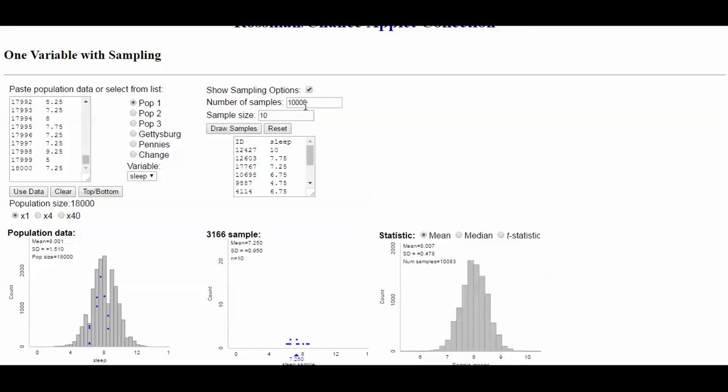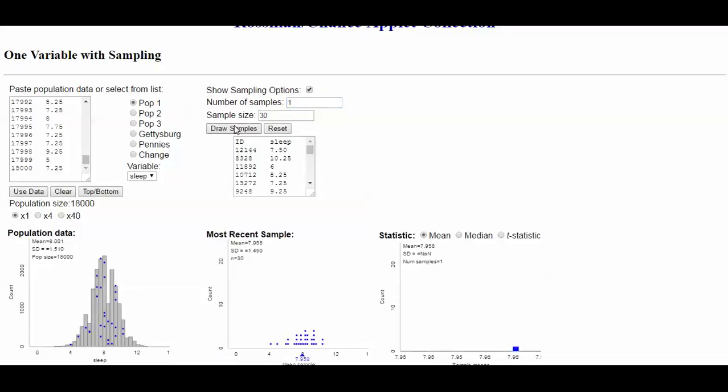Now, what if I wasn't using a sample size of 10? What if I was using a sample size of 30? Well, if I click on Draw Samples, it'll let me draw samples of 30. So what I'm doing right now is, each time I click on this icon right here, it draws 30 people from this population randomly, and it calculates the mean of the sample. And so far I've done it 4 times.